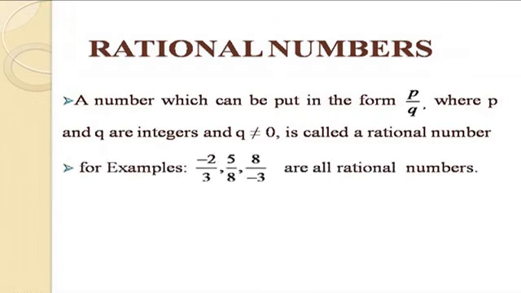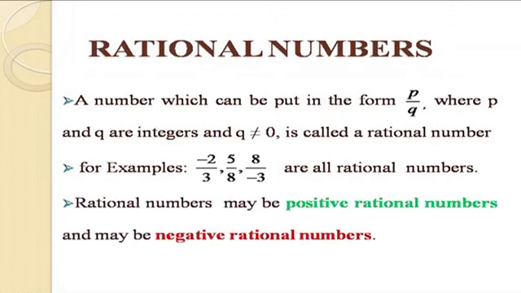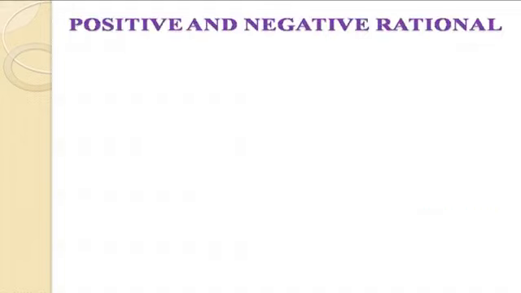For example, minus 2 by 3, 5 by 8 and 8 by minus 3 are all rational numbers, because in all the cases the denominators are not equal to 0. Rational numbers may be positive rational numbers and may be negative rational numbers. Now, what are positive and negative rational numbers?